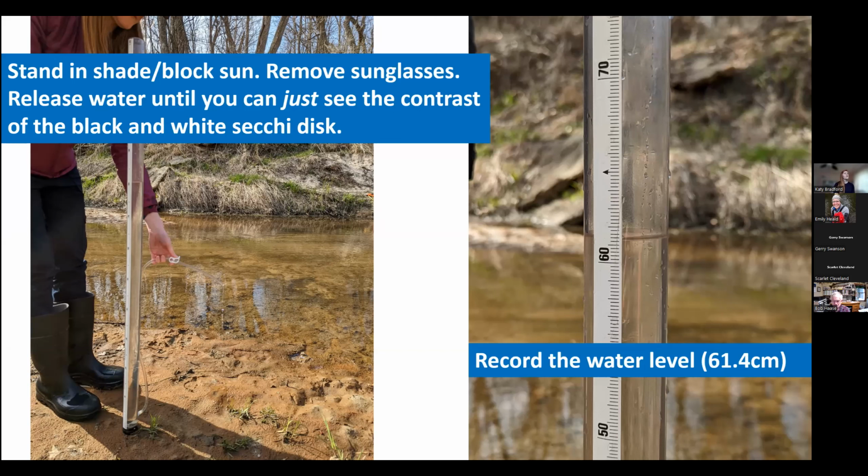So looking at the image on the right here, I would say that is a 61.4 centimeter water level for our transparency. So you can see there's the hash marks. There's 10 hash marks, larger hash marks, and then there's every 0.2, 0.4, 0.6, 0.8 in between those. 61.4 for that.